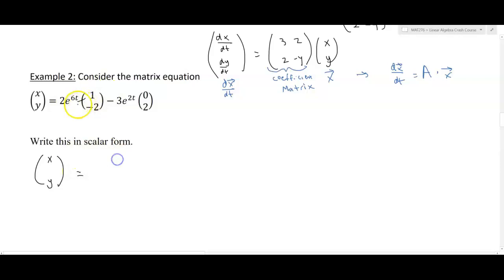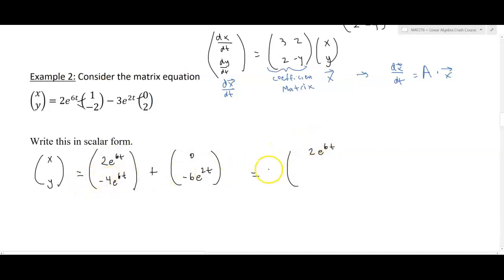So scaling 1 and negative 2 by 2e to the 6t will give me 2e to the 6t and negative 4e to the 6t. And then I'll scale 0 by negative 3e to the 2t, which is just going to be plus 0 up here. And negative 3e to the 2t times 2 will give me negative 6e to the 2t. And now I can add these two vectors. So 2e to the 6t plus 0 is just 2e to the 6t. Negative 4e to the 6t minus 6e to the 2t has to stay like that because e to the 2t and e to the 6t are not like terms.